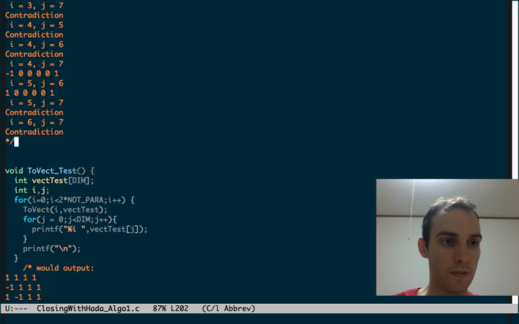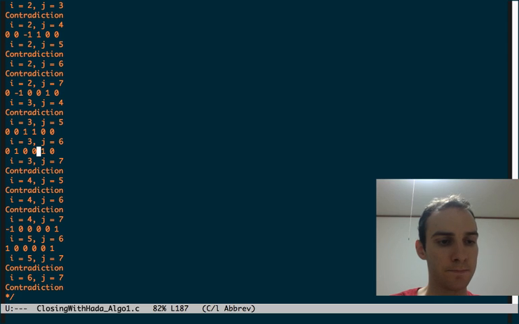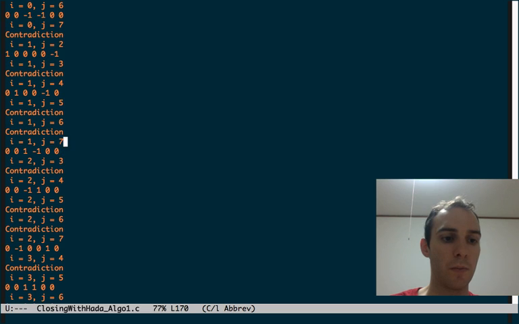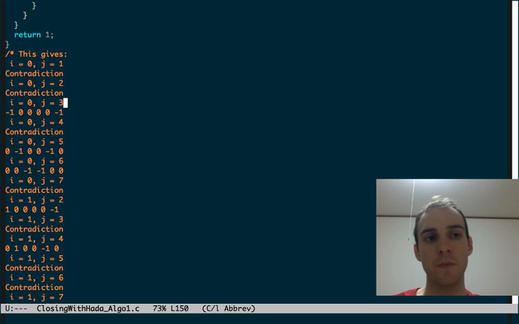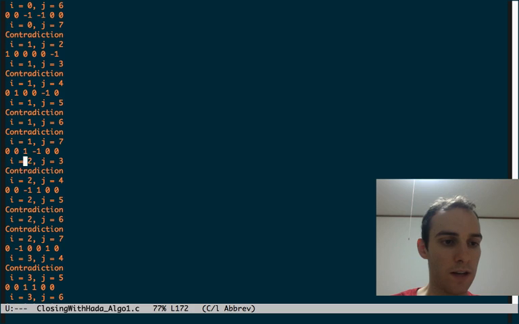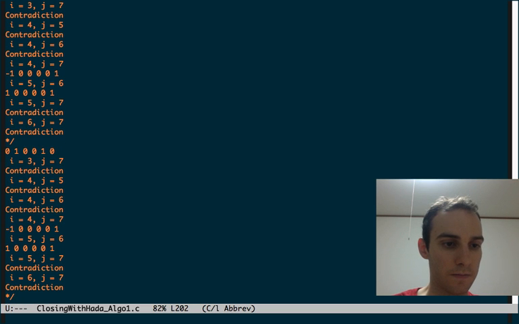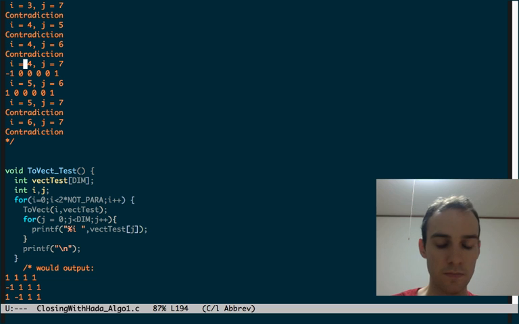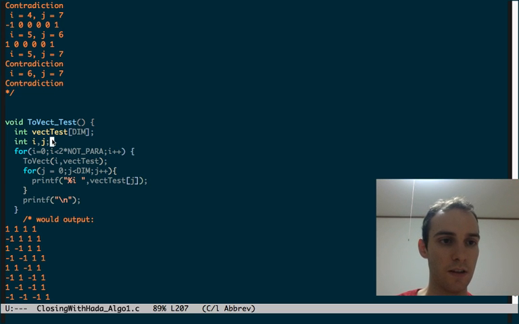So after this point, we've gone through all the possible pairs. The reason it's 7 instead of 8 is because we start at 0, remember. So for all possible pairs, we either get a direct contradiction or an indirect contradiction. You can verify this by hand if you're in doubt. And this is just a little test to show you what the enumeration looks like.